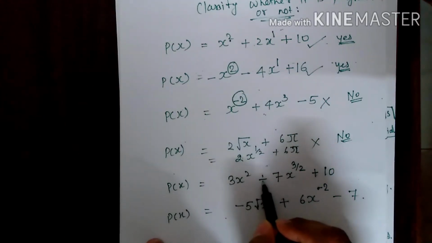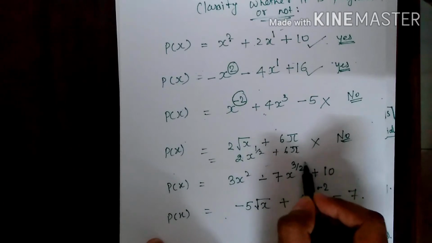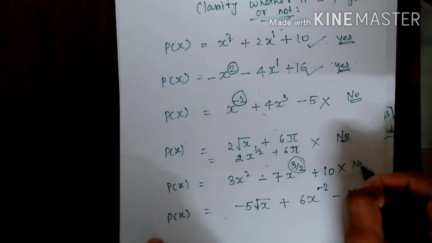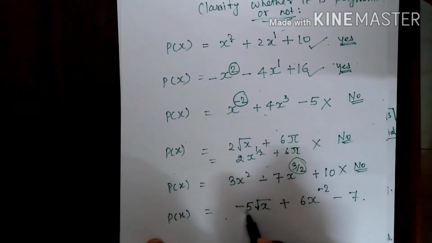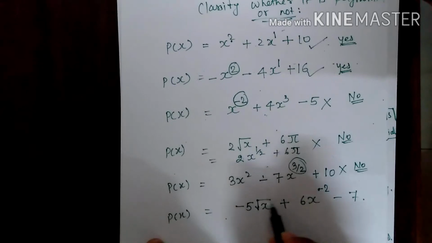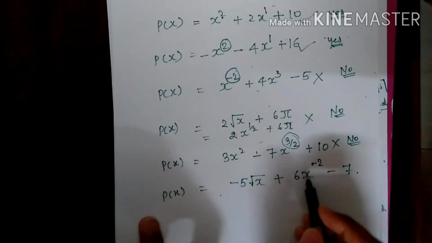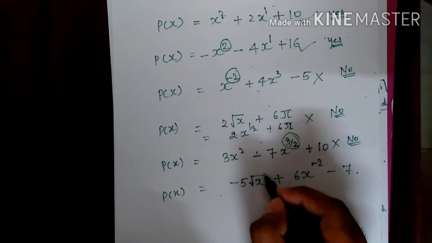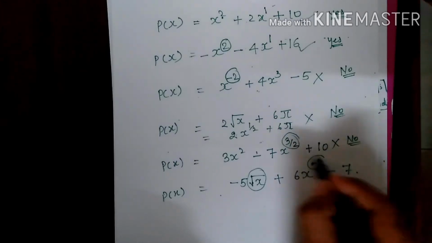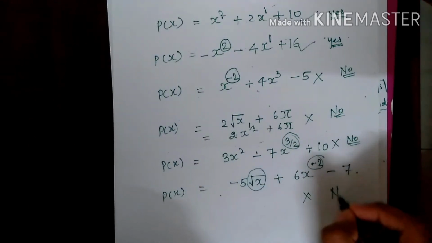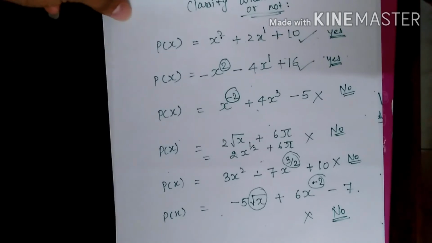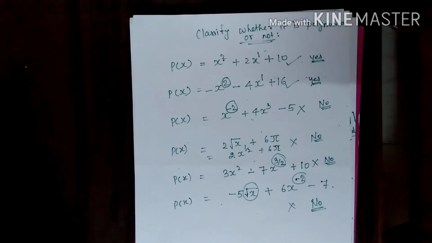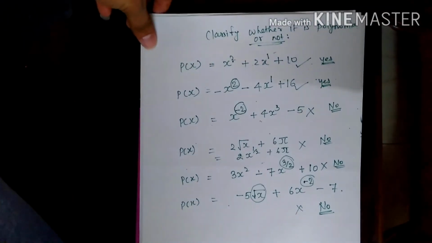Here again, 3x square minus 7x raised to power 3 by 2. 3 by 2 is again a rational number, so it is not a polynomial. Next, 5 minus 5 root x plus 6x raised to minus 2 minus 7. Here this has power half and this has power minus 2. So again this is no for polynomial. In this way you can identify whether expressions are polynomials or not.